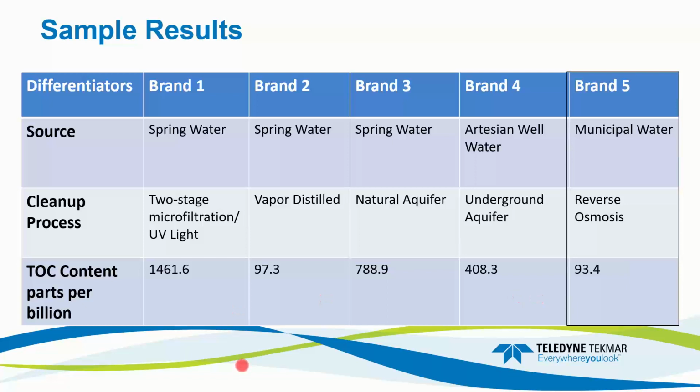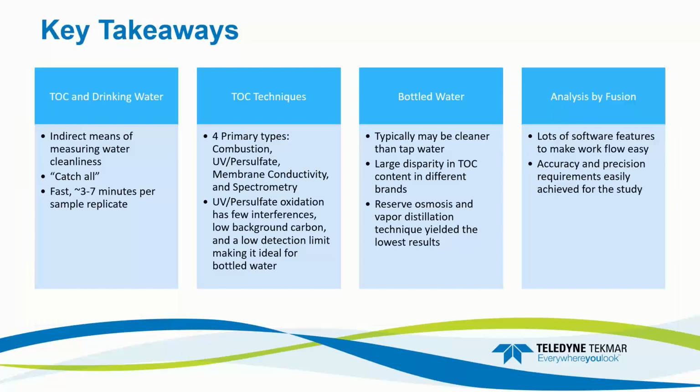So when we start looking at key takeaways from this study, what do we need to understand is that TOC is an indirect means of measuring water cleanliness. That's what TOC is in drinking water. We want to measure the cleanliness of our water. It's a catch-all. So any type of organic carbon, inorganic carbon, residuals, solvents, pollutants that might contain carbon in it, TOC is a catch-all for that.